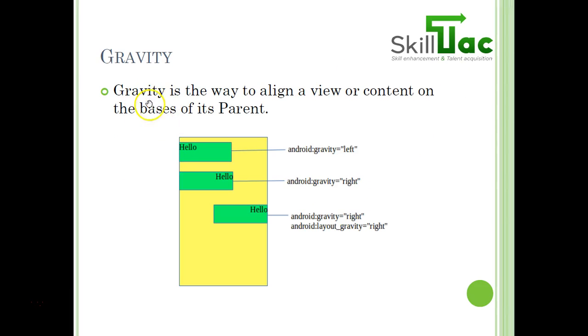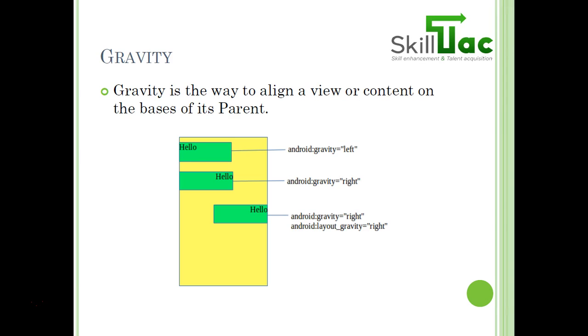So this is gravity. If we just read the definition, gravity is the way to align a view or content on the basis of its parent. So this basically means that if you want to align the content inside a view according to the parent, which is the outside view, so if you want to align the text written inside the view according to the alignment of the view itself. So there are two types of gravities basically.